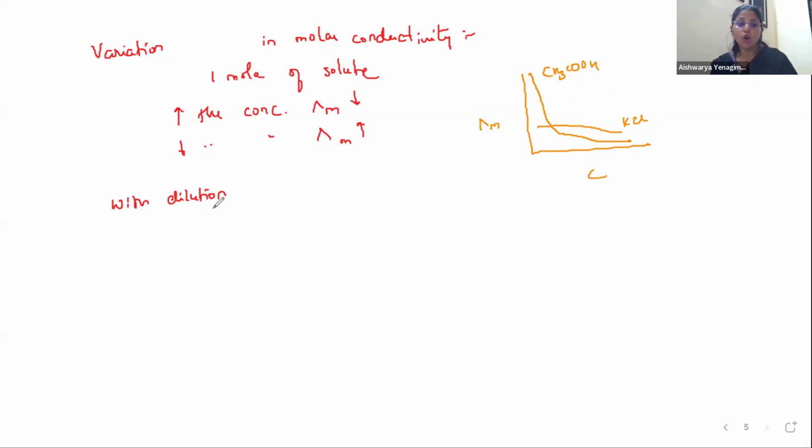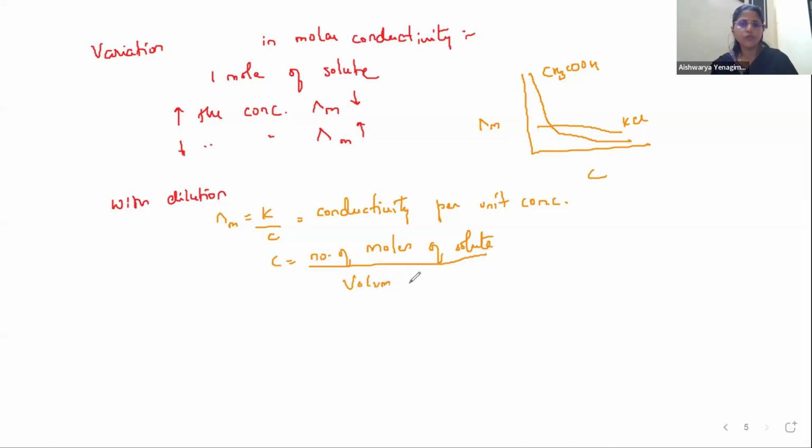As we have discussed earlier, molar conductivity lambda m is equal to what? It is kappa by C, conductivity per unit concentration. So please see carefully: what is this concentration? C is the number of moles of solute by the volume of solution in liters. Here we are talking about a 1 molar solution. If I say 1 molar solution, my concentration C should be 1. So I can write C is equal to 1 by V.